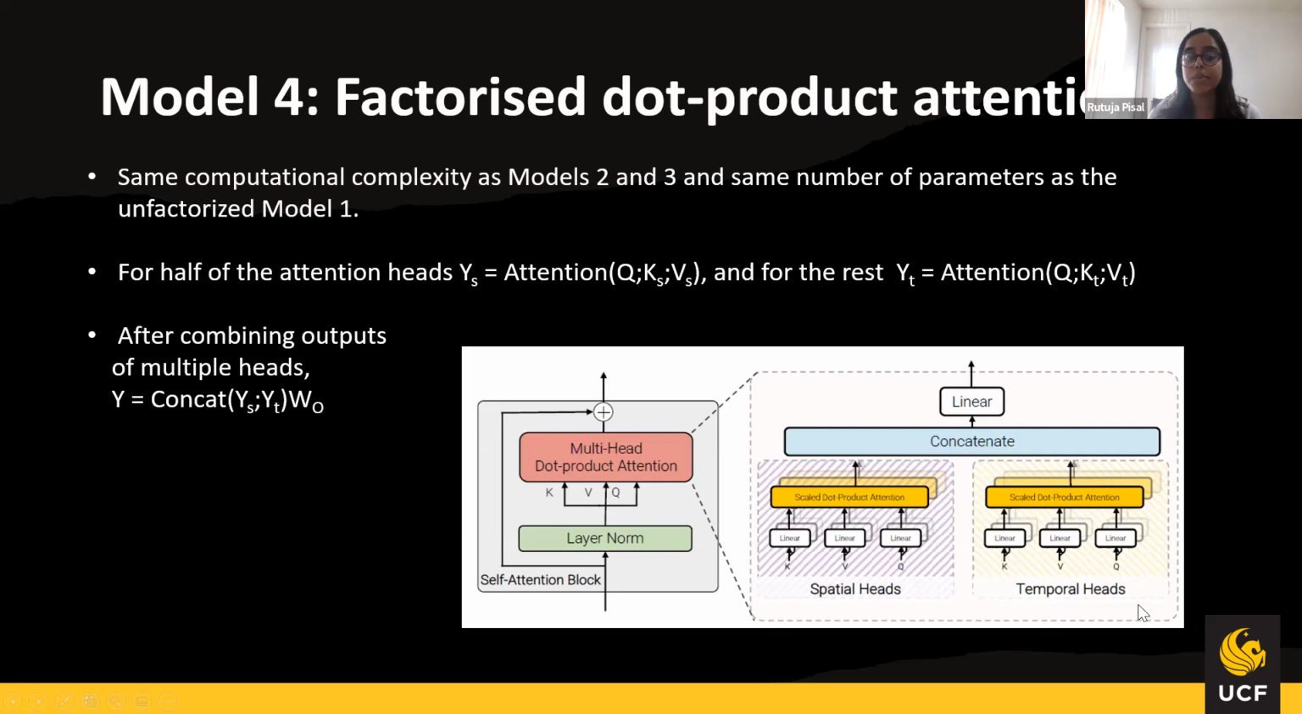And the main idea here is to modify the keys and values for each query to attend over the tokens from the spatial and temporal index. Then for the divided half of the attention heads, we attend over the tokens from the spatial dimension, and the rest we attend over the temporal dimension. And finally, we combine the outputs of multiple heads by concatenating them and using the linear projection.